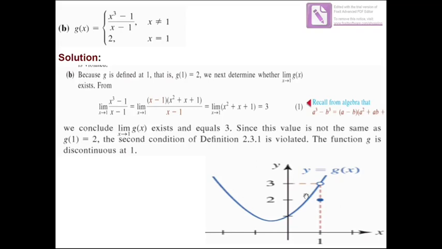And here we have this graph. The limit of the function when x approaches 1 is equal to 3, and the value of the function at x equals 1 is equal to 2. So they are different, we conclude this function is discontinuous.